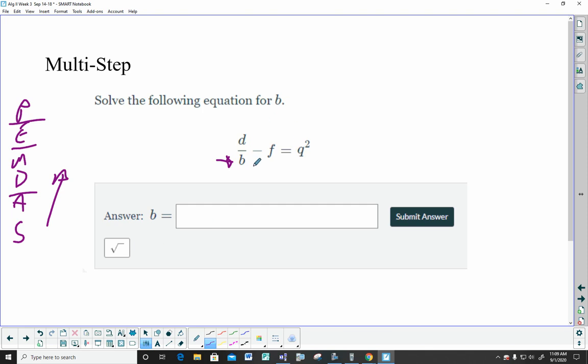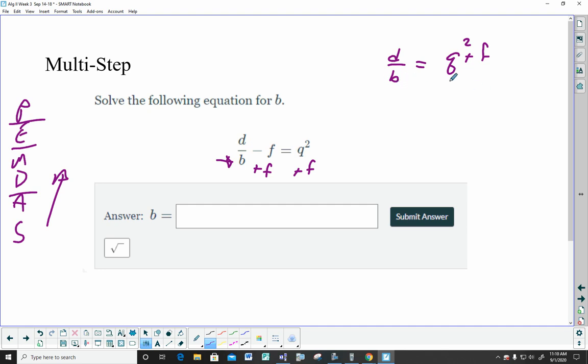The first thing you look at, before you worry about b's in the denominator, is this subtraction here. So I'm going to undo it by adding f to both sides. So now I have d over b is equal to q squared plus f. You want to solve for b on the bottom.